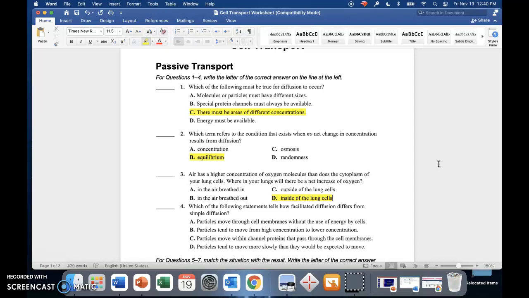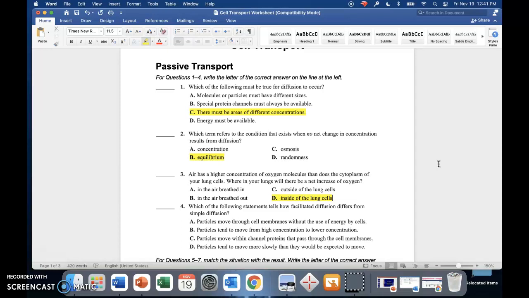Once that oxygen gets in these lung cells, it passes into some capillaries and gets to our bloodstream, where it can be carried off. Or actually, not in the bloodstream, it gets carried off and taken towards the heart, where it can be put into the blood.